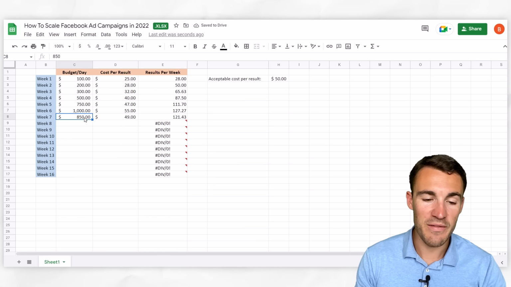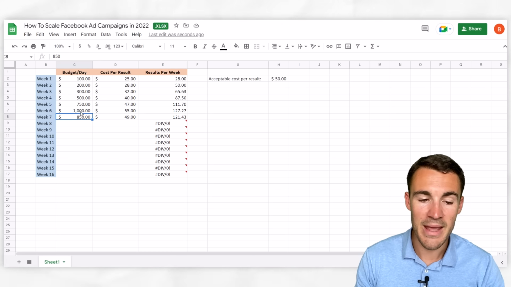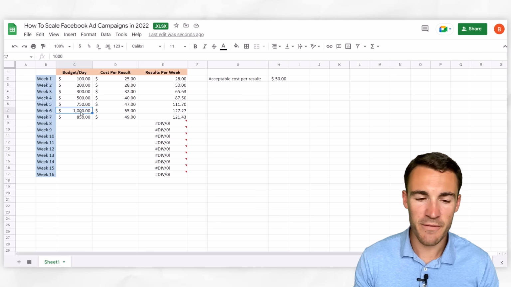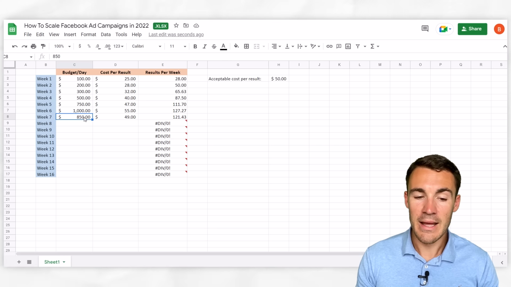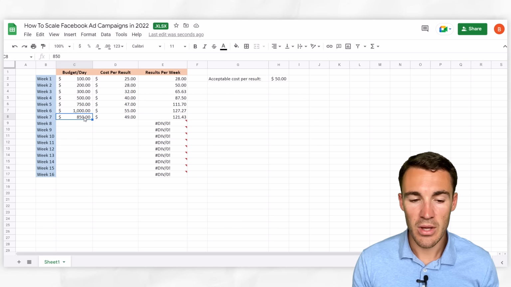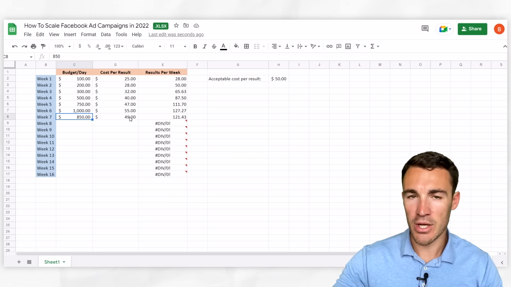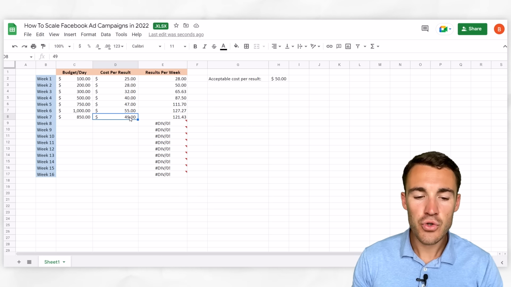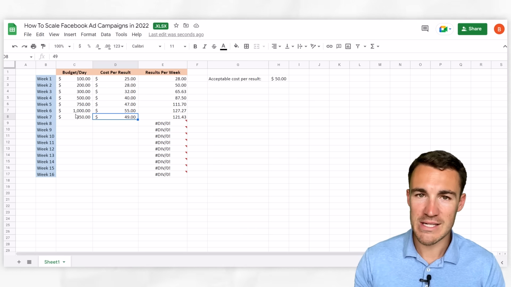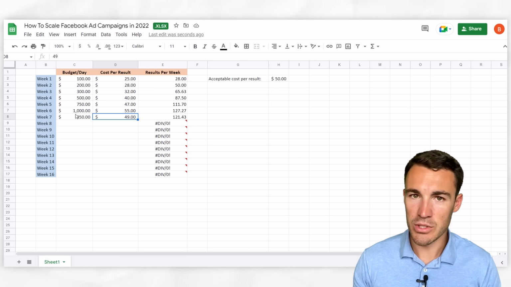Great, okay. So we've established that right now this campaign can't run at $1,000 a day and still be profitable, but can run at $850 a day and be profitable. That's good to know. What do you do now from this point in your scaling journey, in your scaling process? If you try and increase the budget again, it is very, very likely that you're going to go over your acceptable cost per result. So that's not what you want to do.